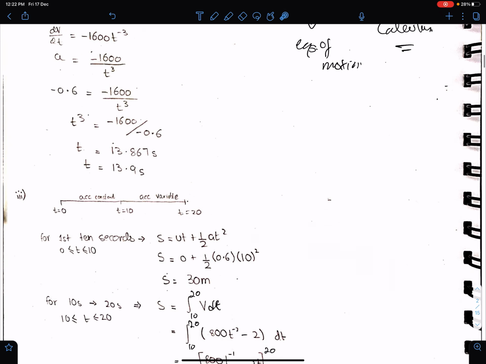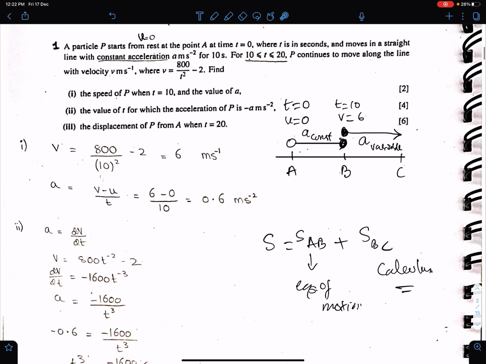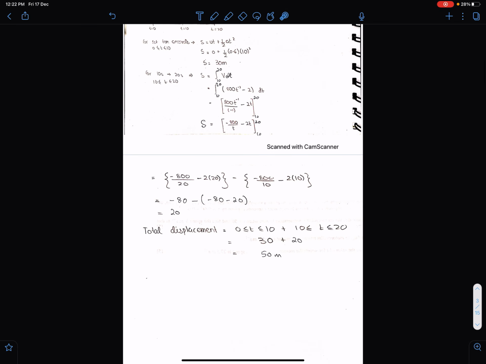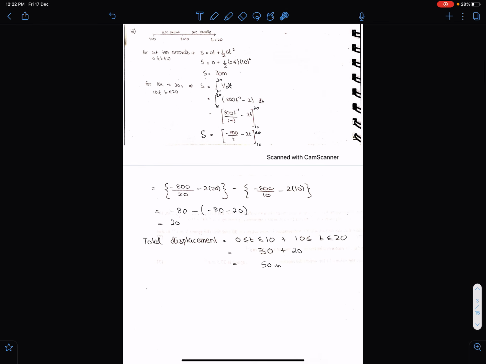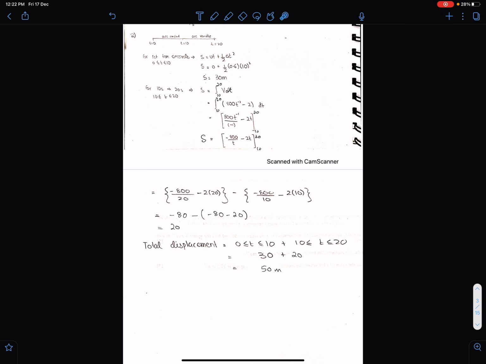You can take the screenshot of this solution if you want. This is the first page, and this is the next page. Second page.